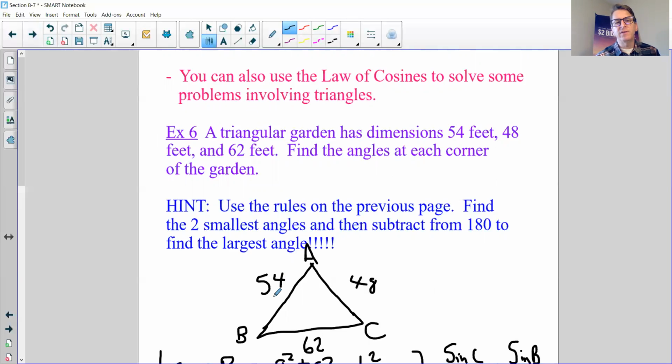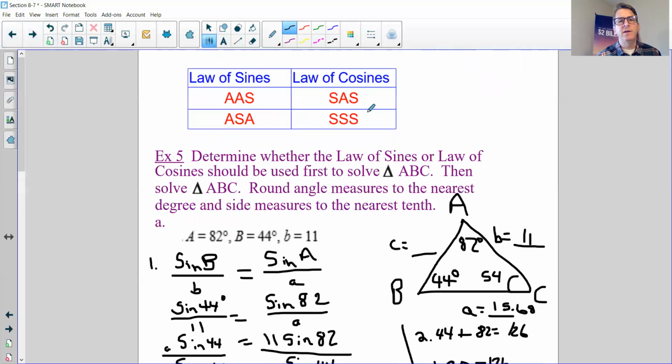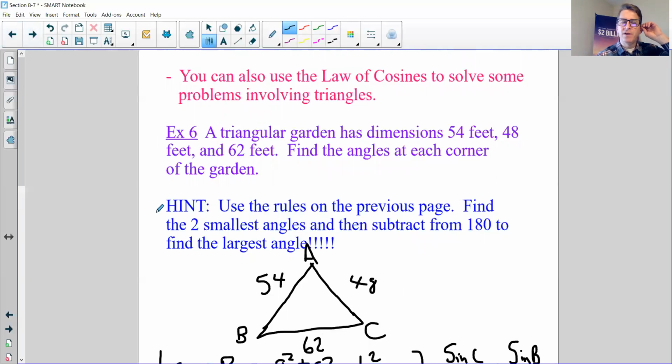Here we go again. We're side, side, side, and if you have side, side, side, we're looking at the law of cosines. The tricky part is finding the smallest angle, and the smallest angle in this triangle is angle B. So we need to find that smallest angle first. When you draw out your triangle, you can see that angle B is the smallest. You're going to start with the law of cosines to find that.